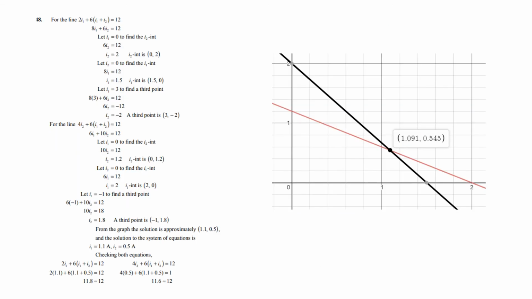Let's see how you did. The first equation is up here, which simplifies to 8I1 plus 6I2 equals 12. So we graph that. For the next equation, that will simplify to 6I1 plus 10I2 equals 12. So we graph those two equations and we see that's about where they intersect. And so the solution is approximately 1.1 and 0.5. Again, we'll talk about how to solve these exactly in another video very soon.